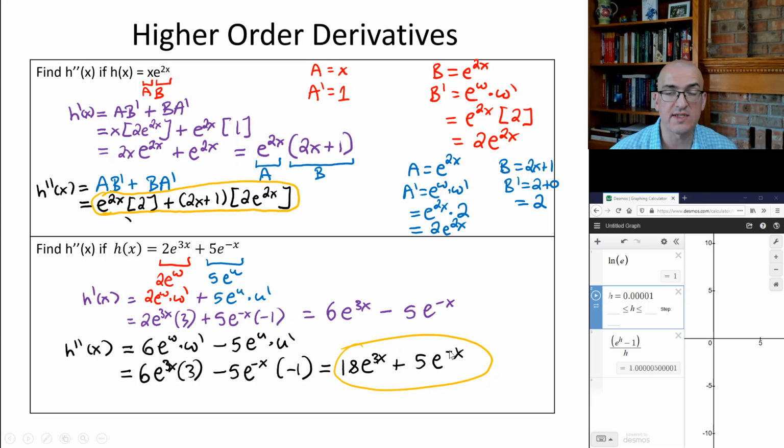So sometimes that second piece will have a plus sign in front if n is an even number, and if n is an odd number, it will have a negative sign in front.